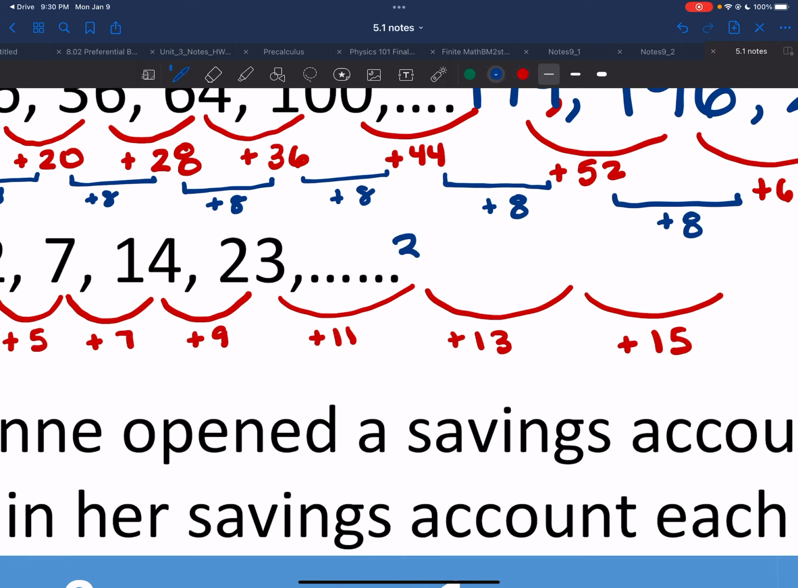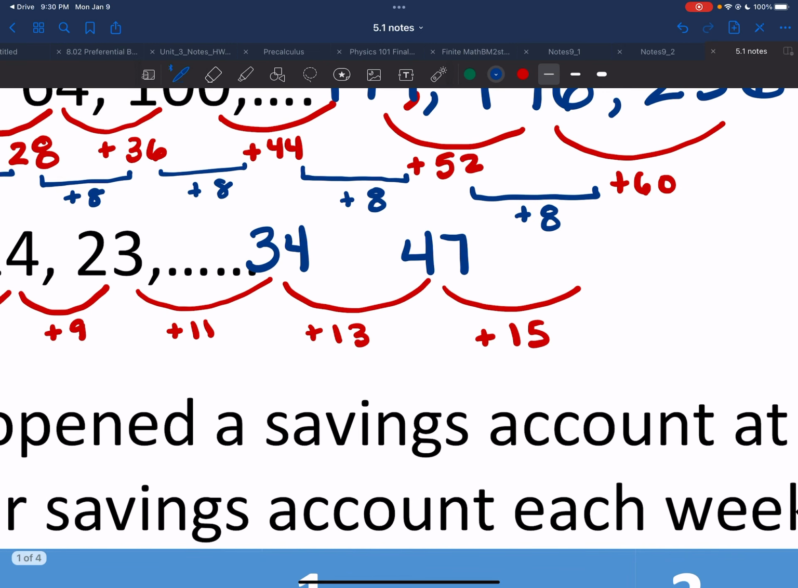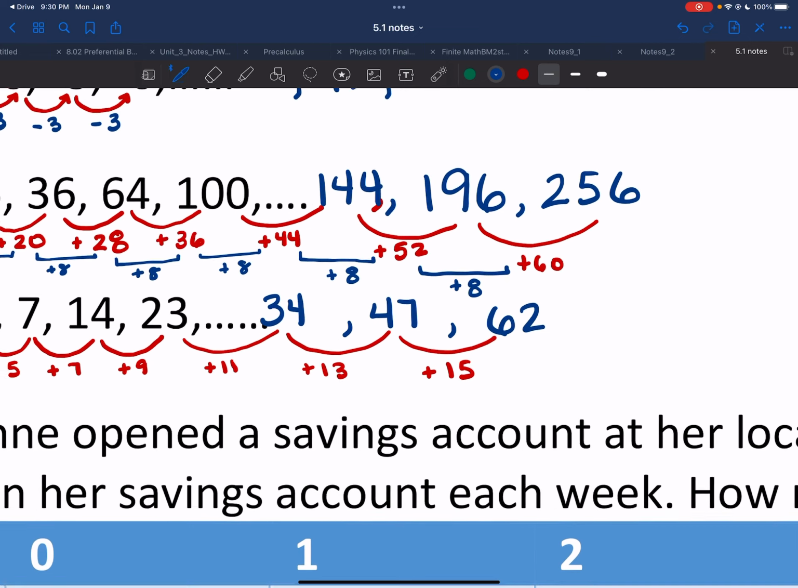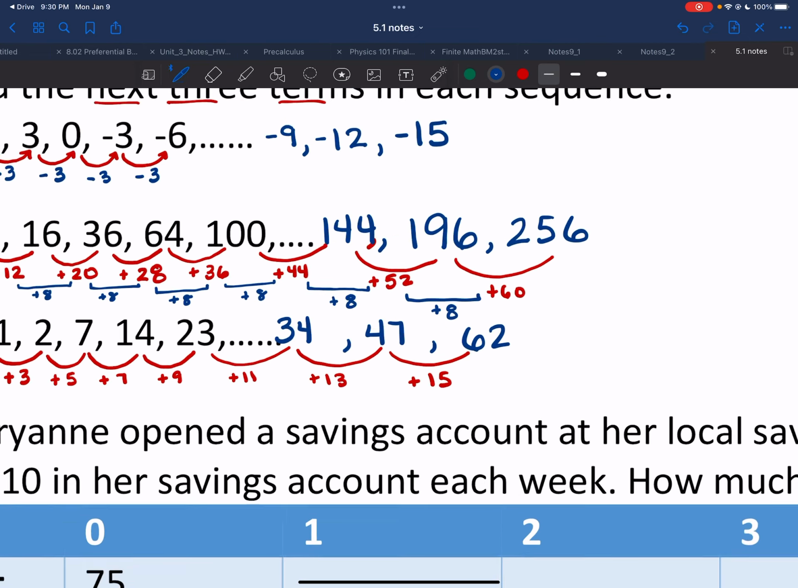So I have 34, and that 34 plus 13 gives me 47. And then I take that 47 plus 15, and that gives me, let's see here, 62. So the next three in my sequence are 34, 47, and 62.